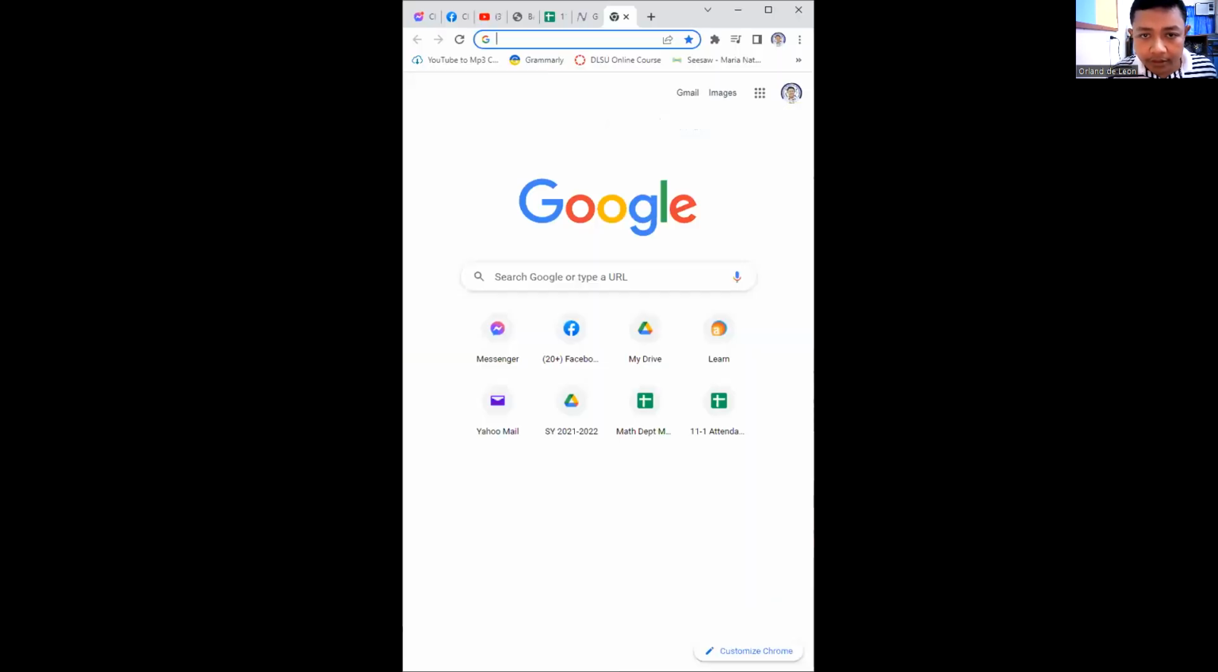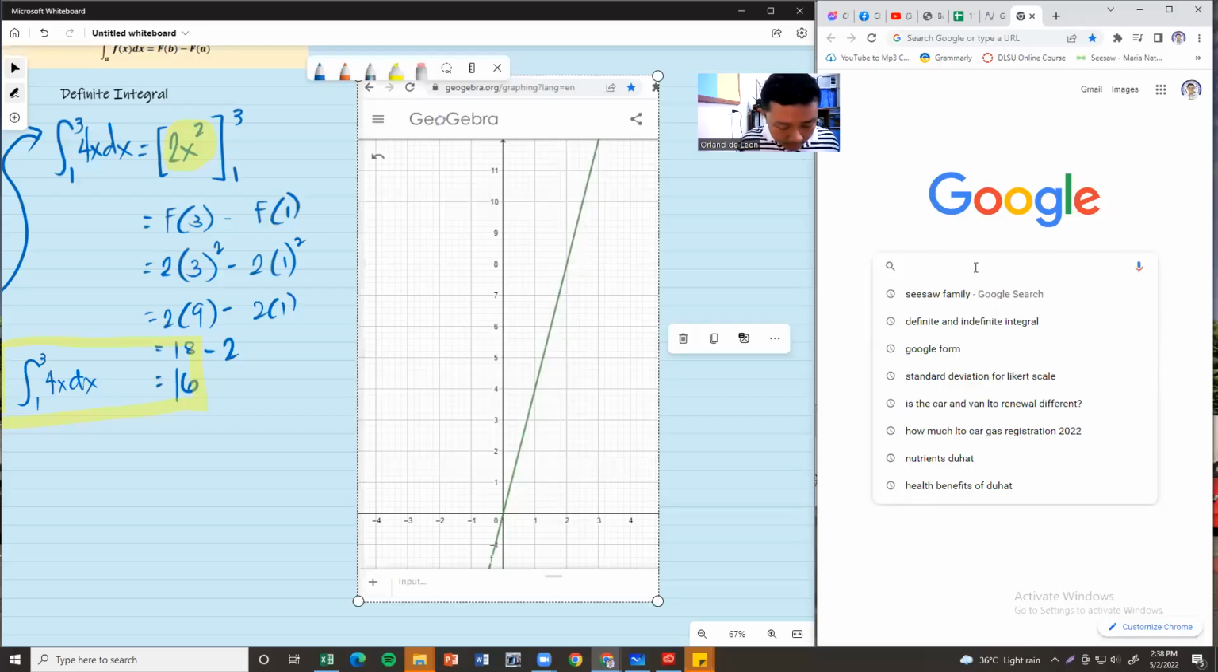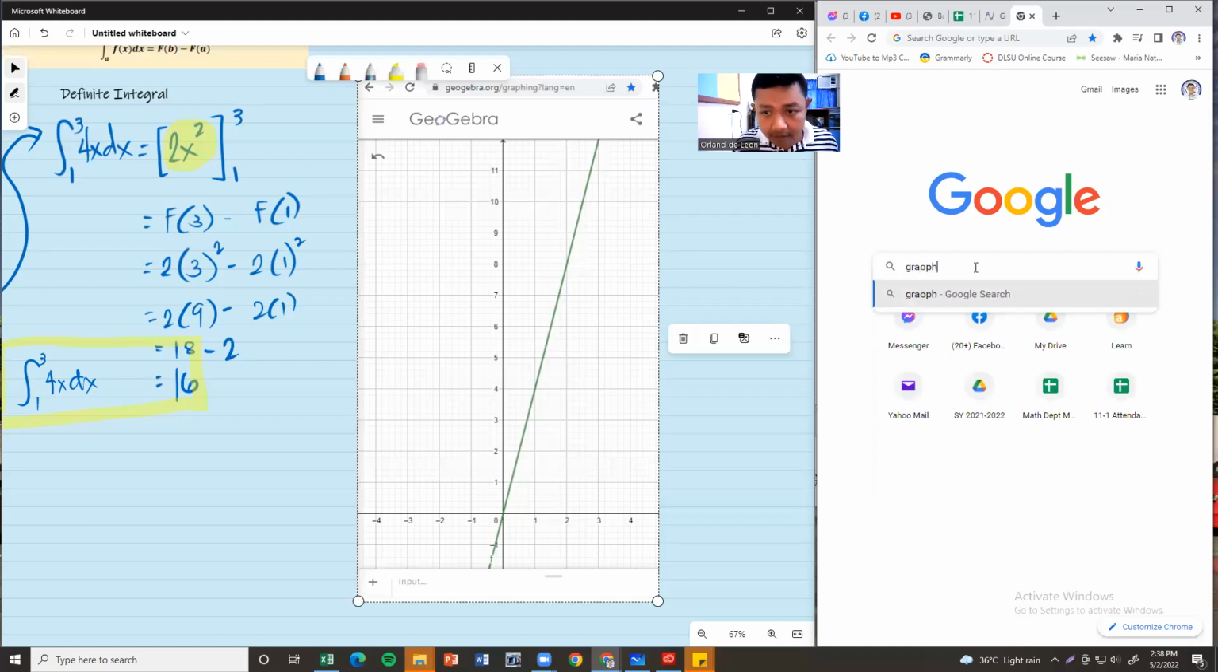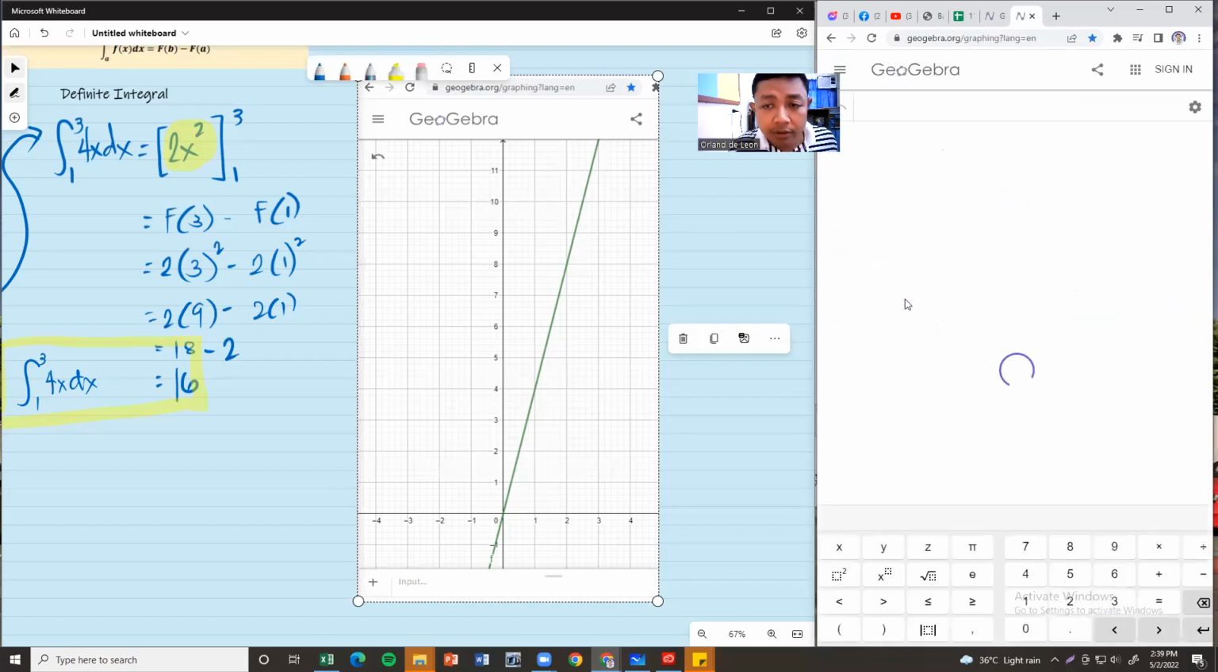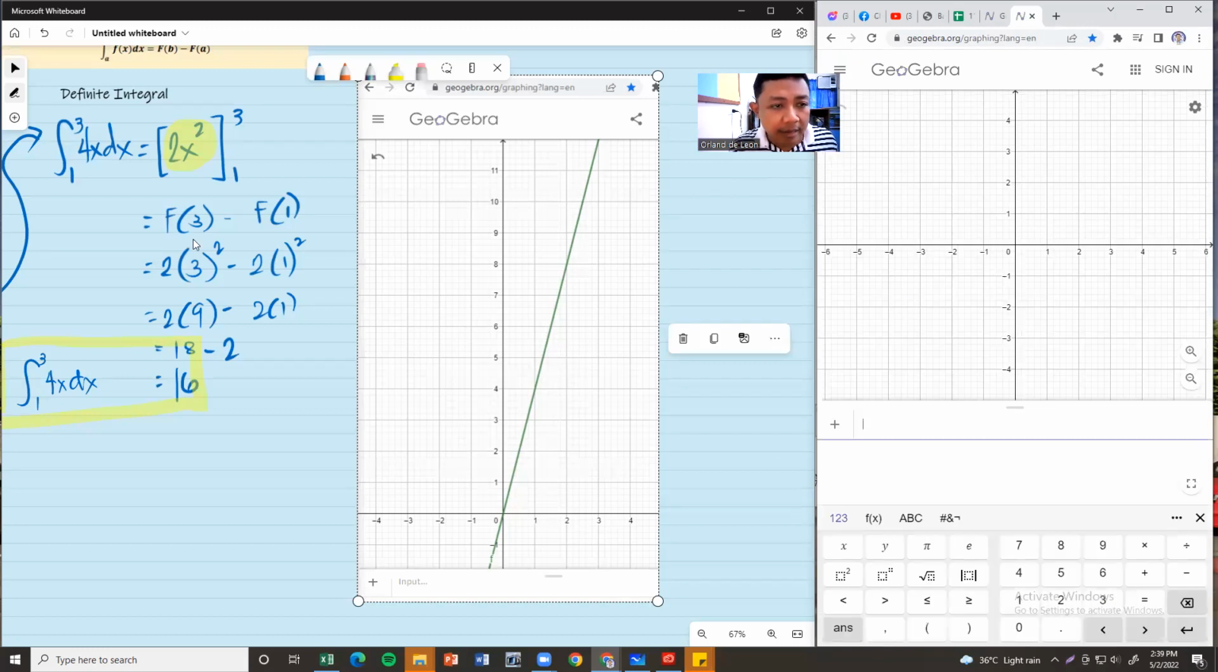So you just have to search in Google graphing calculator. And then you can have lots of graphing calculators here, but the commonly used are Desmos and GeoGebra. So whichever you use, no problem. Okay. So in here, let's just type our given function.